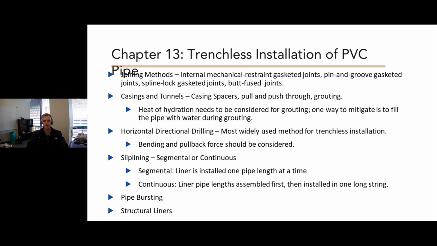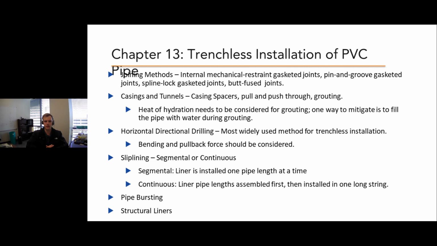Trenchless installation. This chapter has been expanded on as well, with new technologies that have come about. There are a number of joining methods for PVC that are conducive to trenchless construction methods. Those are internal mechanical joint restraints, such as specific types of gaskets that have internal restraints, pin and groove gasket joints, spline lock gasket joints, and butt fuse joints.